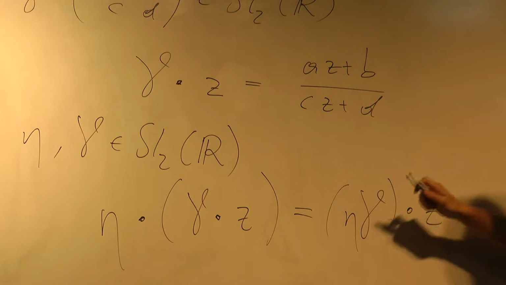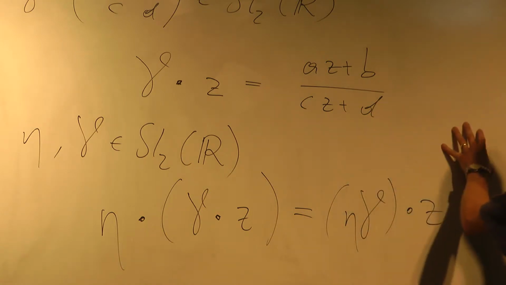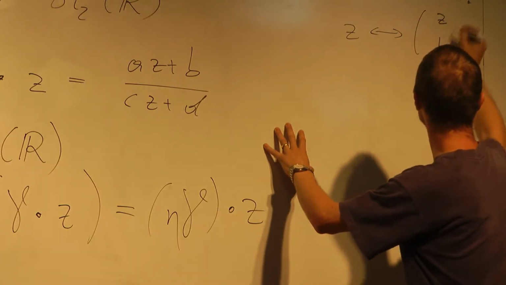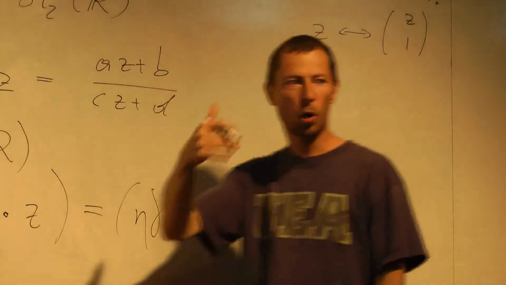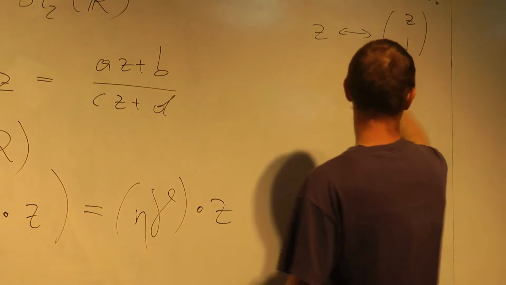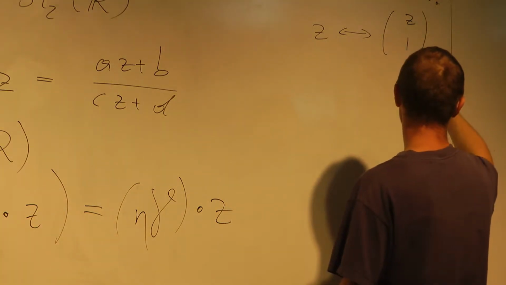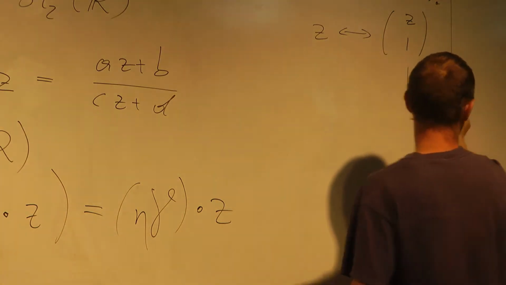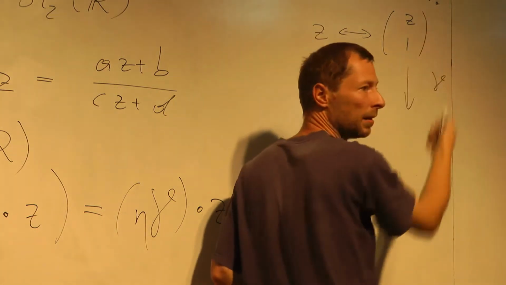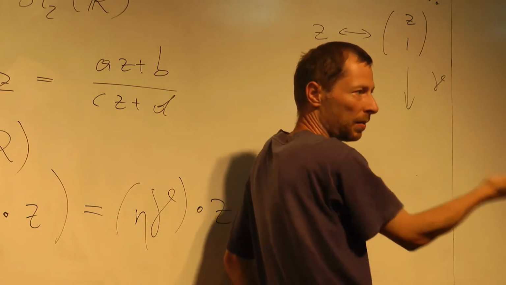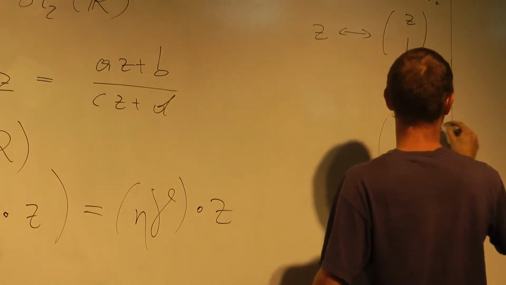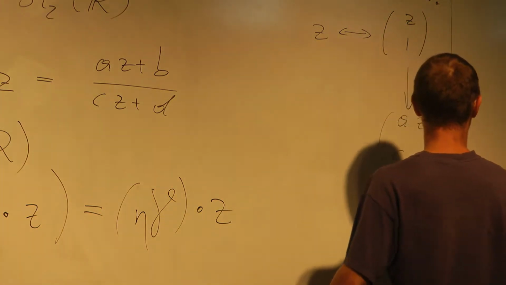And let me tell you briefly why this is the same. I could identify Z with the vector (Z, 1). And if I identify Z with (Z, 1), then I can apply gamma to the vector. That's very easy because gamma is a matrix. It acts naturally on vectors, right? So I get (AZ plus B, CZ plus D).